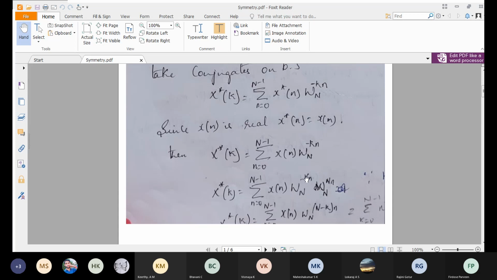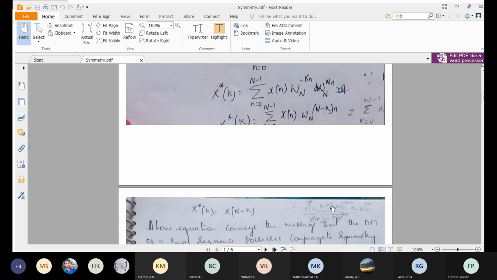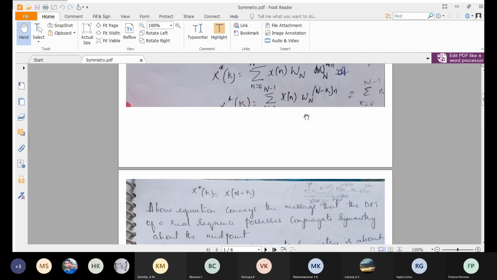Now when we take common n, it becomes N minus k. So that is equal to summation n is equal to 0 to N minus 1, x of n, W_N to the power of N minus k into n. Hence it has been proved. This is nothing but X of N minus k.